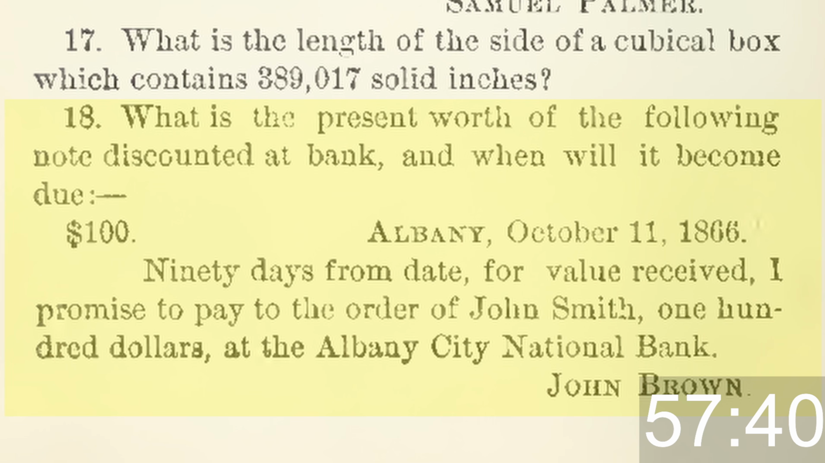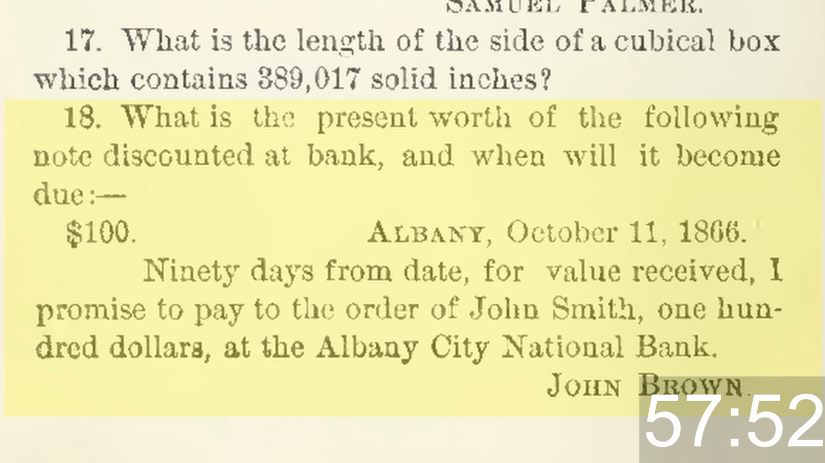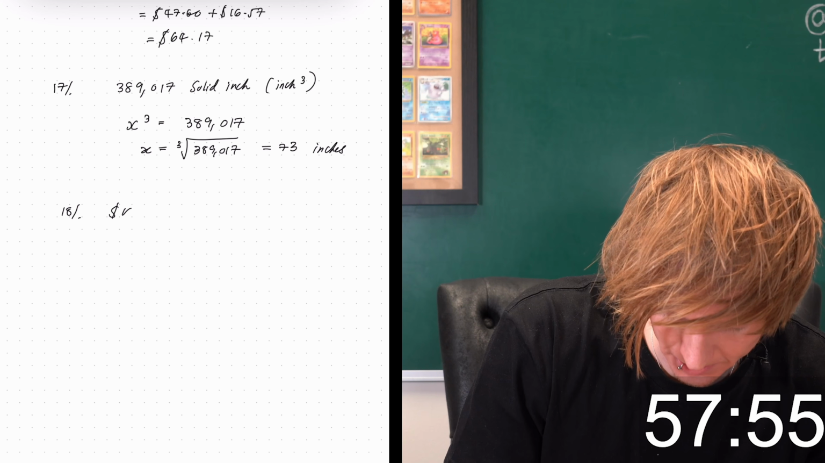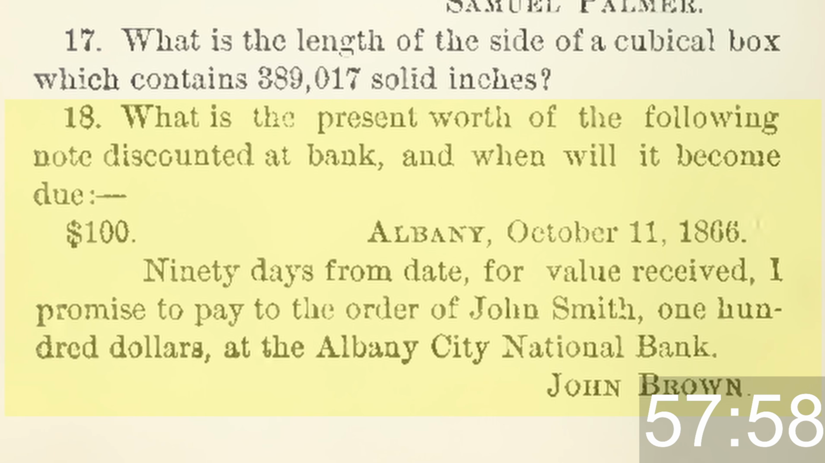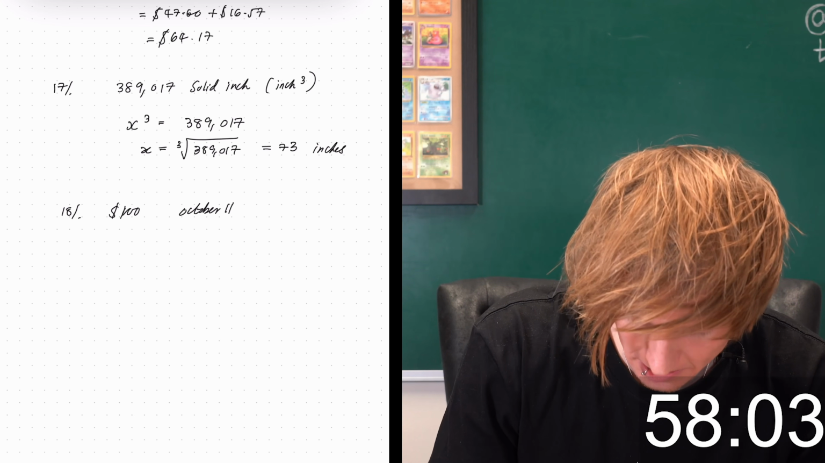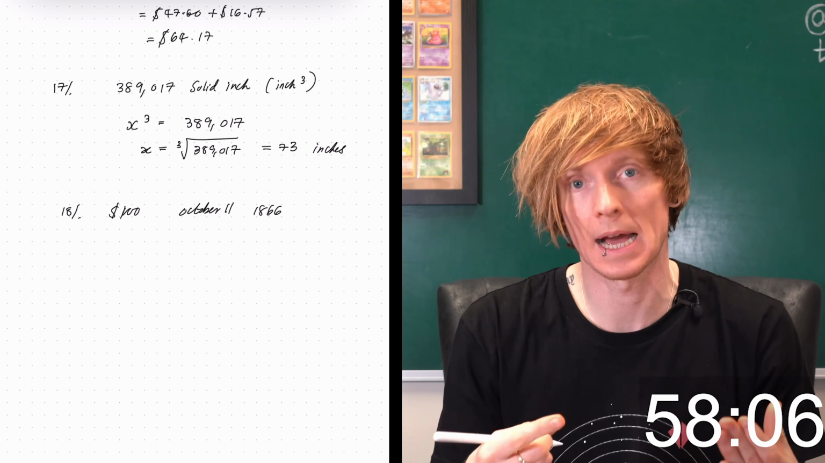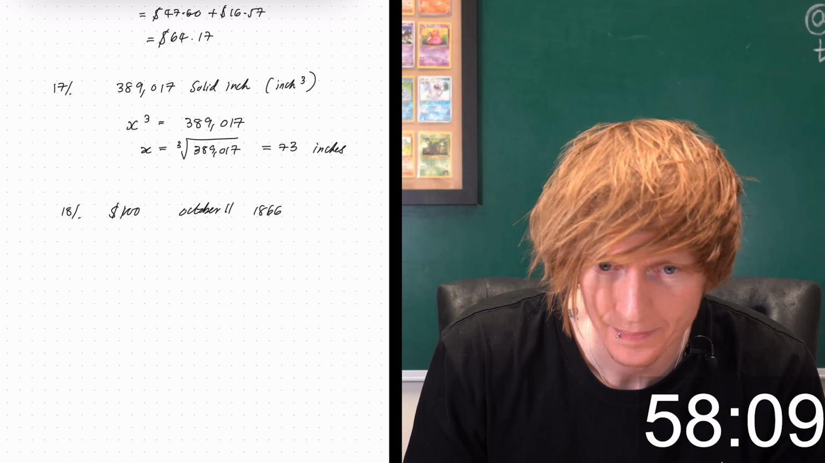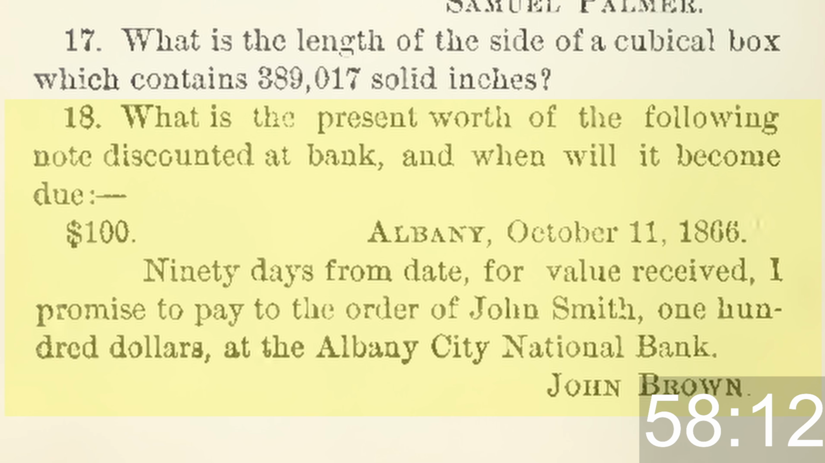What is the present worth of the following note discounted at bank, and when will it become due? No idea. Right, so $100, and this was dated October 1866. So add 90 days will give me the due date, won't it? Yes. 90 days from the date, for value received, I promise to pay to the order of John Smith $100 at the Albany City National Bank, John Brown.